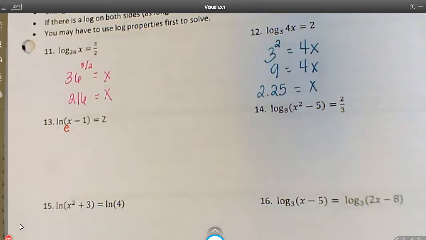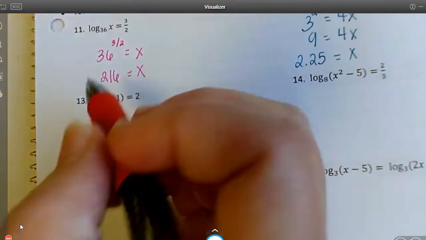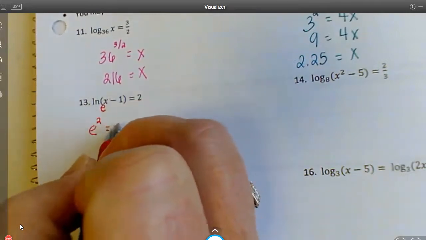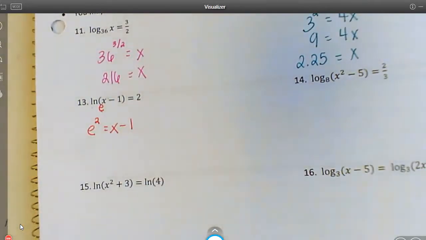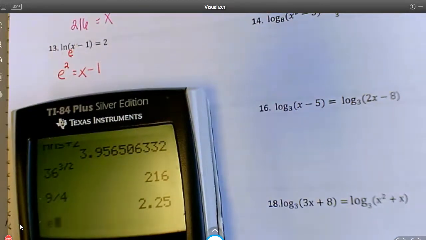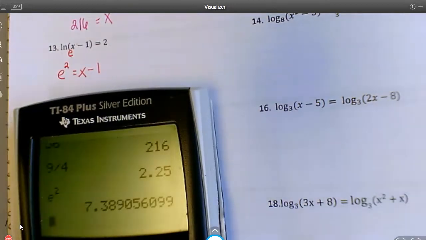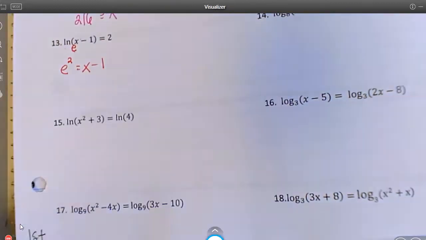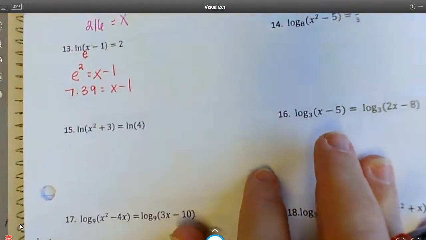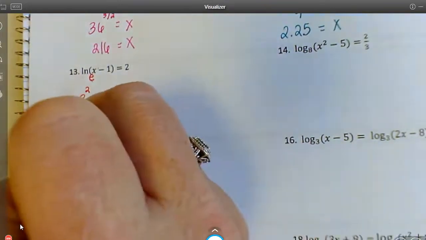So if I'm going to rewrite it in exponential form, I'm going to start with that e and rewrite it. So e to the second equals x minus 1. All right, e to the second is in the calculator. You do the second divided by and then square it. There's e to the second, 7.39. And then what do I do to solve for x? Add 1.